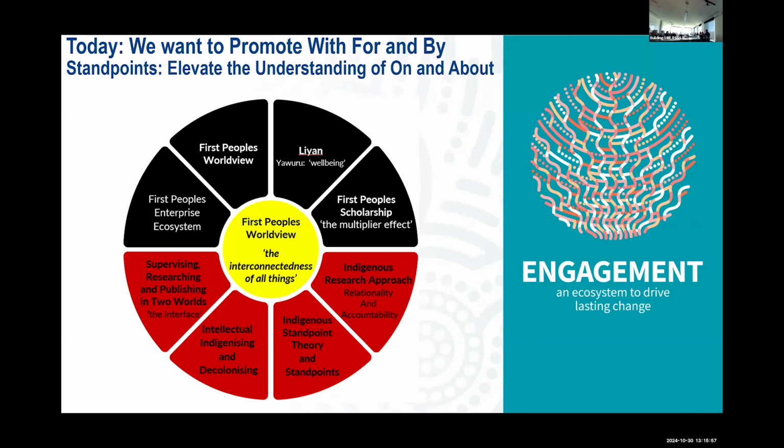And throughout our presentation, I think you'll see the presence of a First Peoples worldview. We're talking about the enterprise ecosystem in most of our examples. We'll talk about Lian First Peoples concept, or a Yaru concept of well-being, and then the aspiration of such as Mabu Lian, good well-being. And there's a multiplier effect within First Peoples scholarship, and we'll get to that as well.